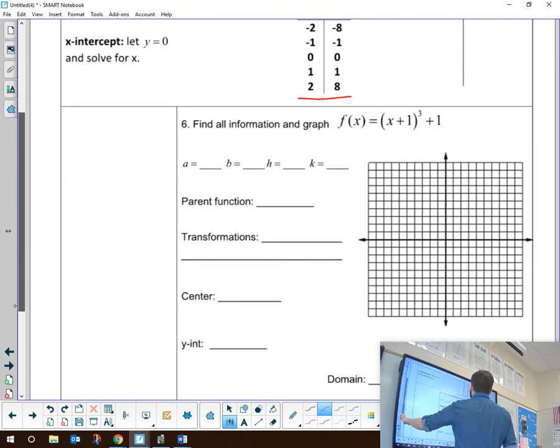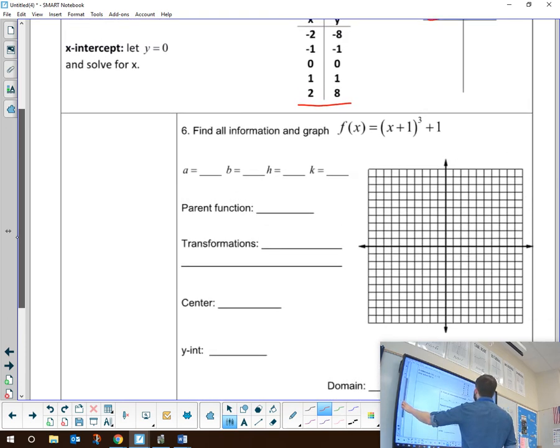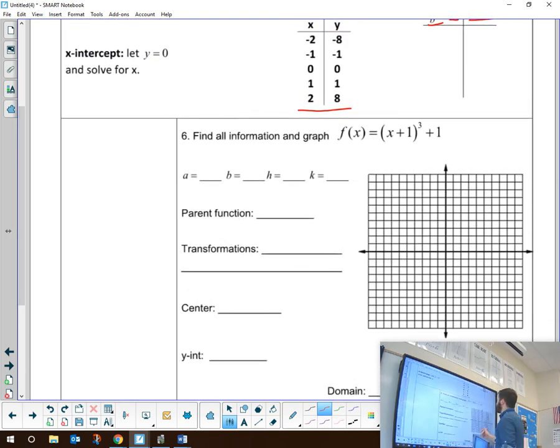Number 6, we're going to just list all of our information. First, we're going to list my A, H, and K. Look, there's no real A or B that's distinct. So my A is just 1, my B is 1, my H is going to be -1 because it is the opposite of what's right there. And then my K is going to be +1.